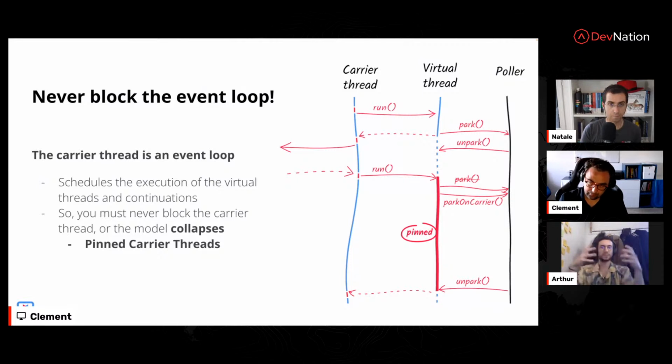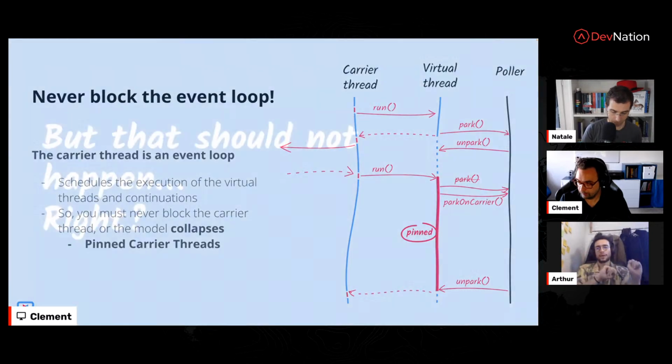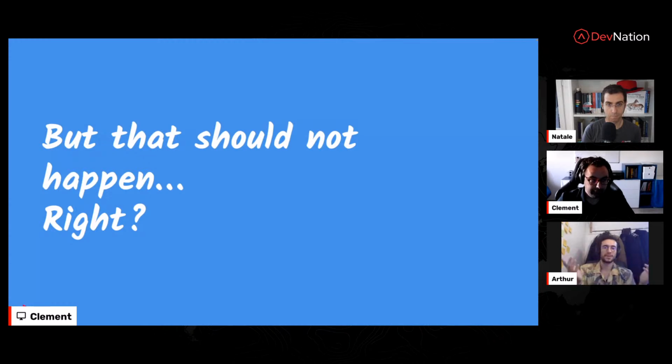The OS is going to preempt the thread that performed the blocking code and put it in a waiting queue, and then once the operation is complete, it's the operating system that's going to put it back in the run queue of the operating system. This is what we call the pinning phenomenon. And this is something that is pretty bad, because if it happens, then your application is as good as the previous model, the blocking model, was. So it shouldn't happen, right? That's what Clement said. Yeah, so that should not happen, right?